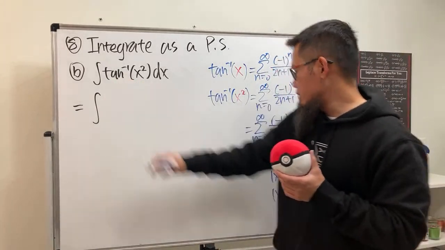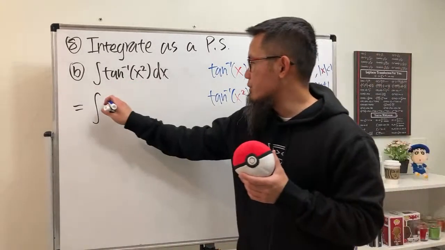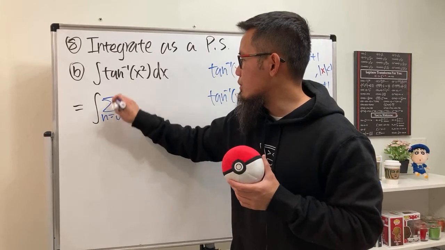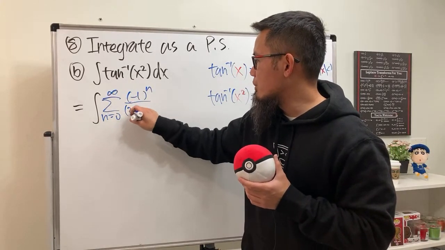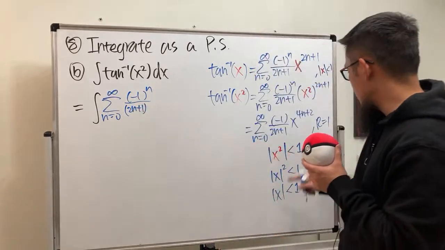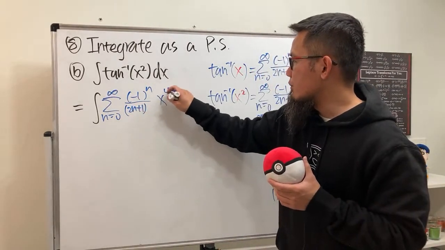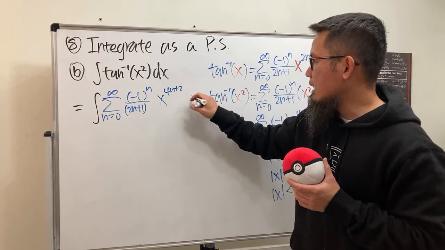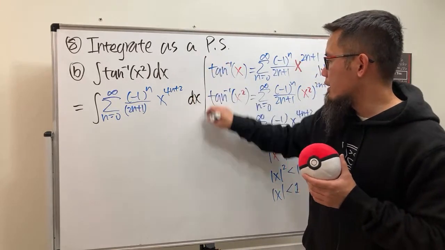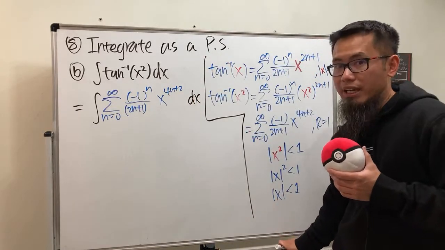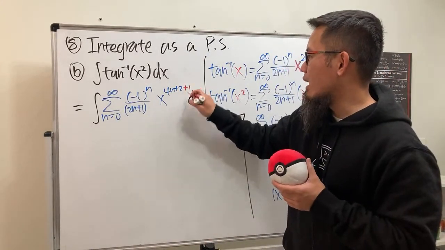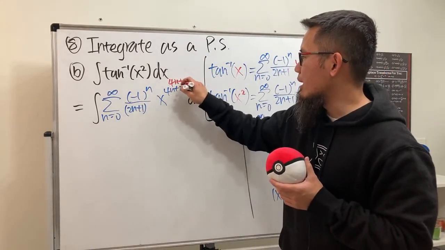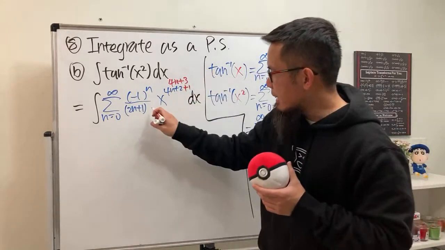Okay, so this is that. So we just put down the series as n goes from 0 to infinity, -1 to the n, and then here we have the 2n plus 1, and then that, x to the 4n plus 2, and we have the dx. Okay, this is the happiest thing ever. Add 1, the new power is 4n plus 3, divided by that.